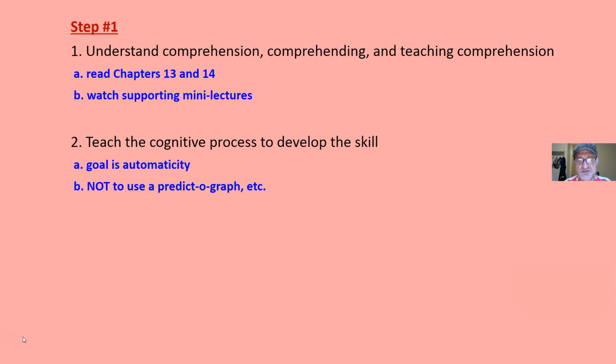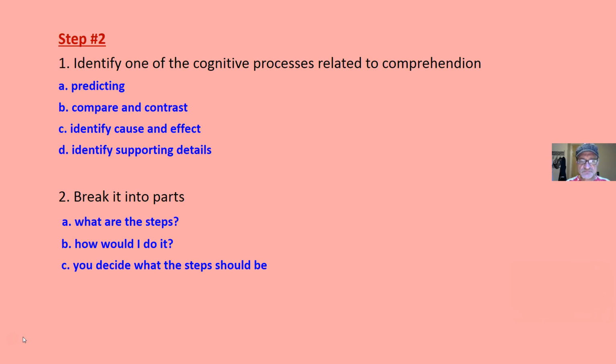The goal is not to be able to use a predictograph. We don't want students 10 years from now using a predictograph. We are teaching the process to develop the skill. Automaticity, automaticity. Step 2, identify one of the 4 cognitive processes related to comprehension.